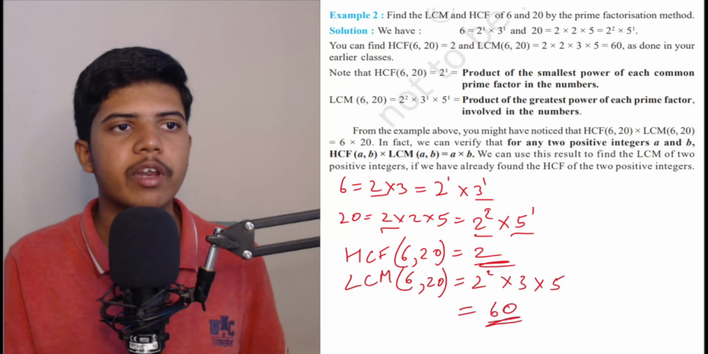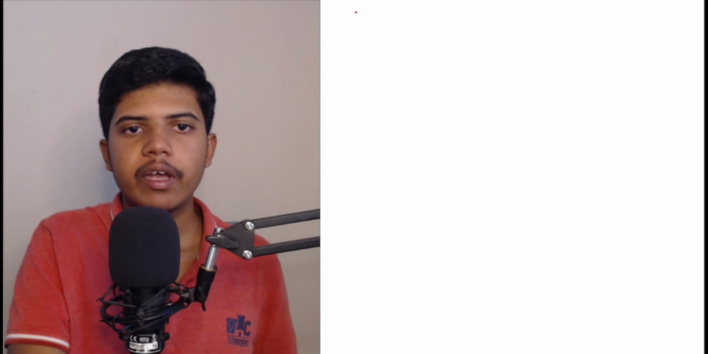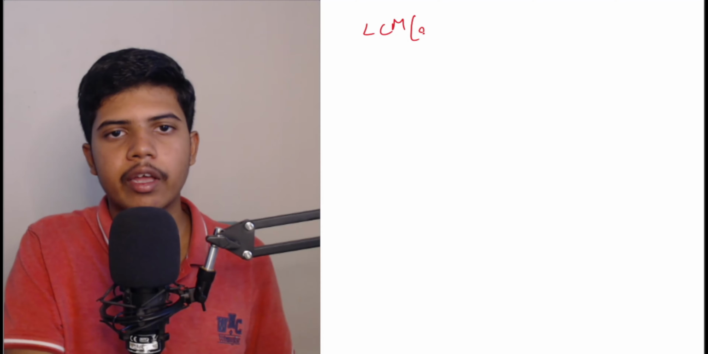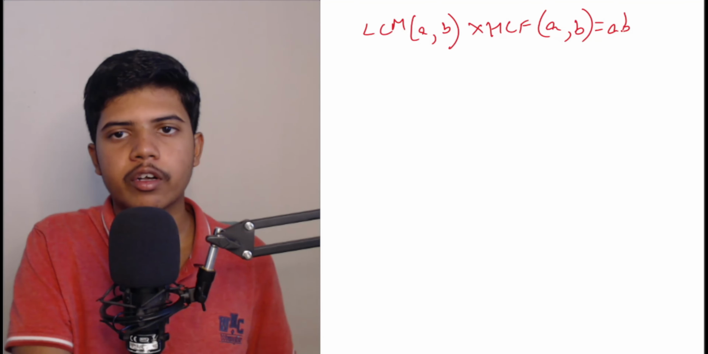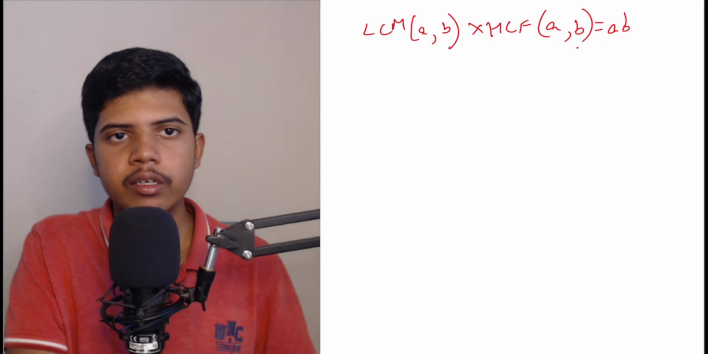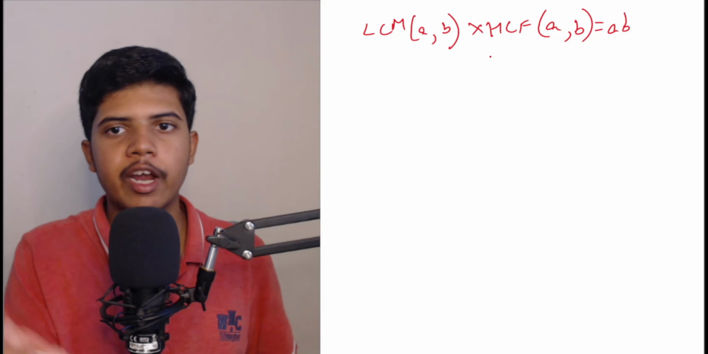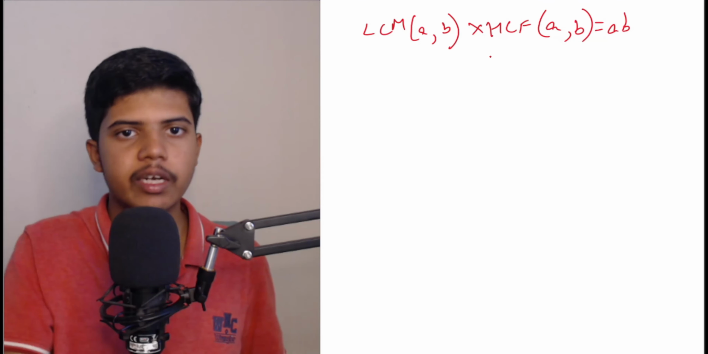Now we need to verify this. So how do you get it verified? To verify, there is a very simple rule. LCM of A and B into HCF of A and B is equal to the product. So this equation helps us verify whether our results are right. Now A and B are the two numbers, LCM is their LCM, HCF is their HCF.